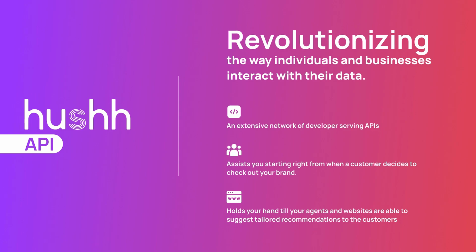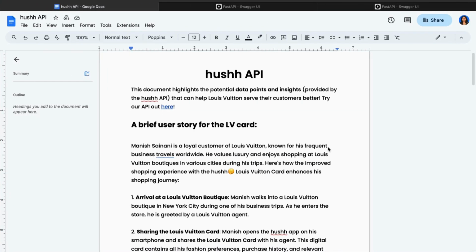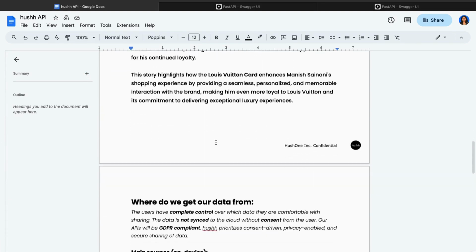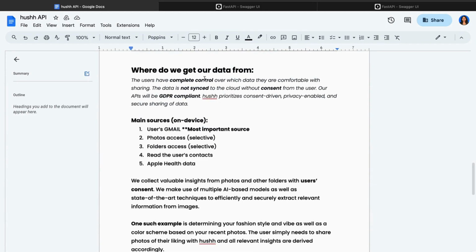Now, a lot of things play a role when we talk about tailored recommendations. Yes, it is the fashion preferences of a customer, but it is also the spending patterns, the budget, or maybe what percentage of the spending power they spend in fashion or food. This is a brief user story for the LV card. As we said, we are going to start right from the customer's arrival at LV Boutique to actually help the brand build a relationship with the customer.